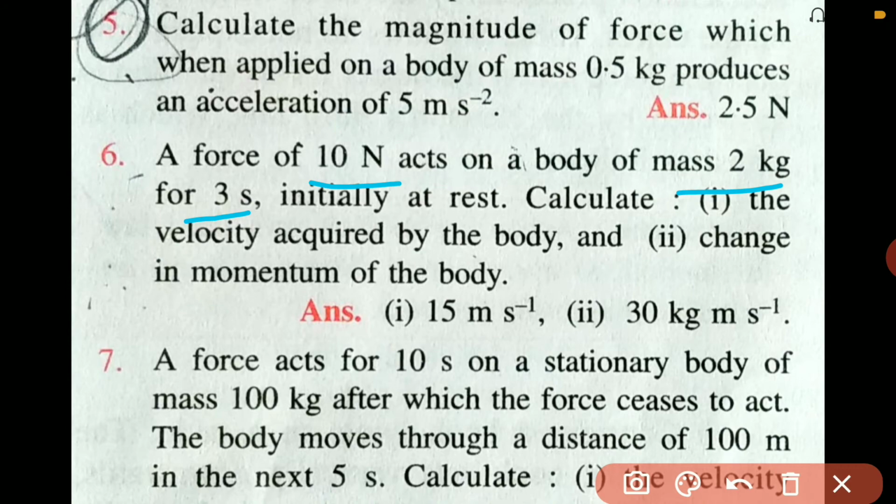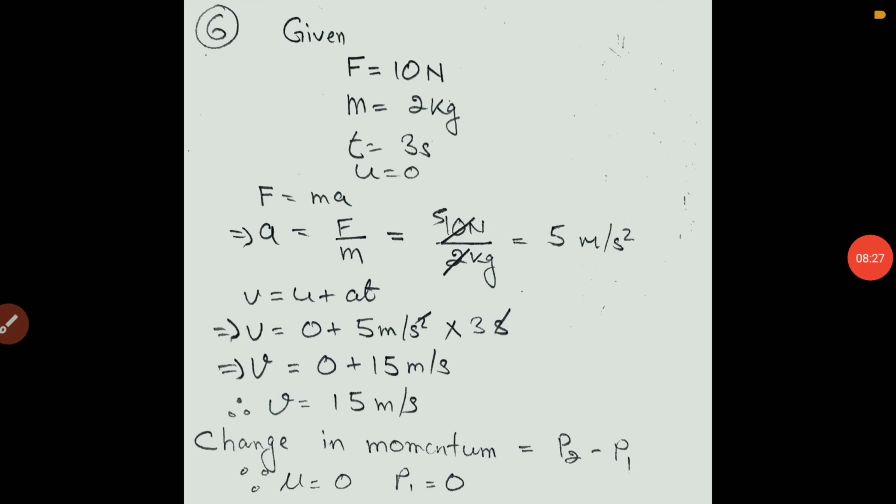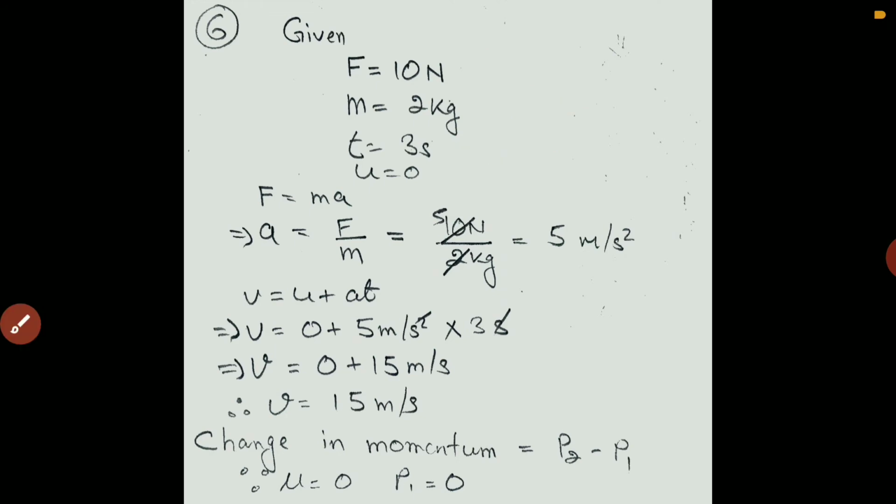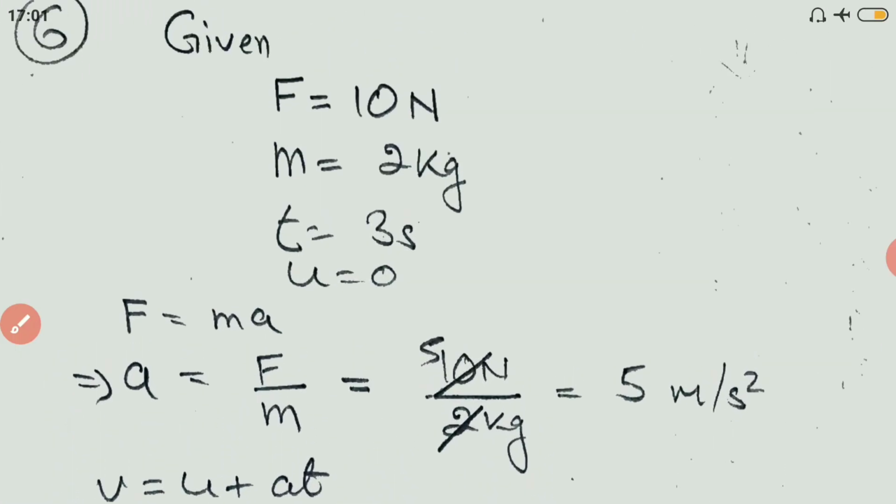So two things are given. I don't think it's as simple as number 5 and 4. So I have done the solution for you all. So let's go to the solution. Okay, we have come to the solution. Given force is 10 Newton, mass is 2 kg, time is 3 seconds, and initially it was at rest. So therefore initial velocity is 0.